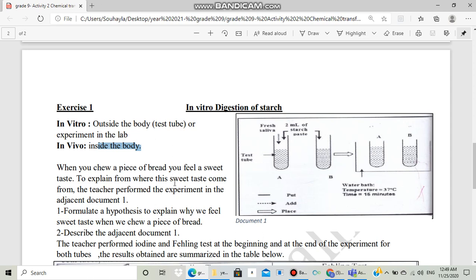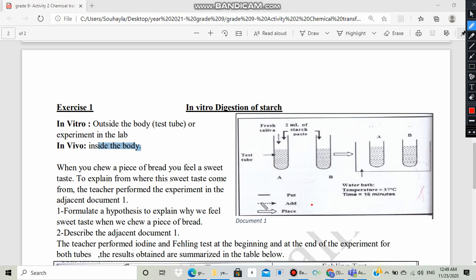To explain where this sweet taste comes from, the teacher performed the experiment in document 1. This is the experiment. The problem posed is that we have to know where this sweet taste comes from. Look at this document. These are the legends for the document that help you to understand it well.